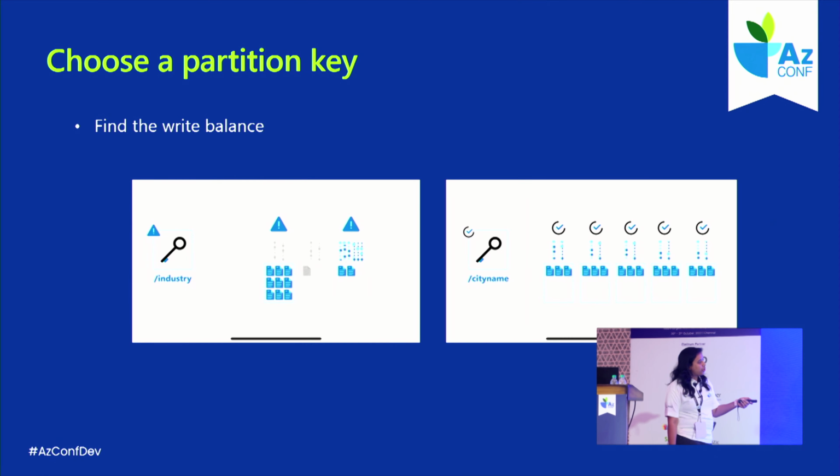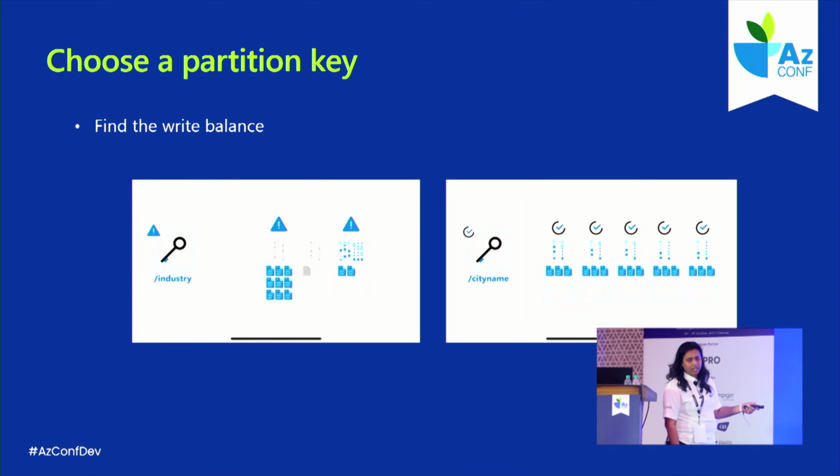We should choose, for example, city name as the partition key, and we have Chennai data and so on, and it should be equally partitioned. So this is how you have to choose your partition key.